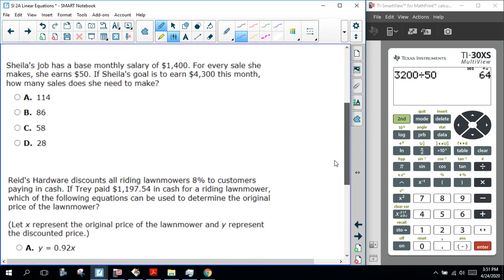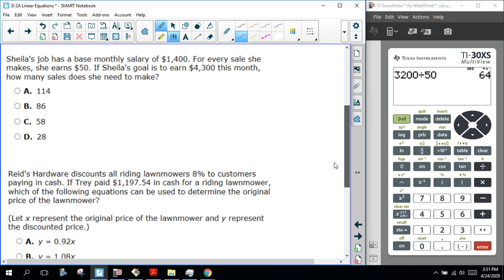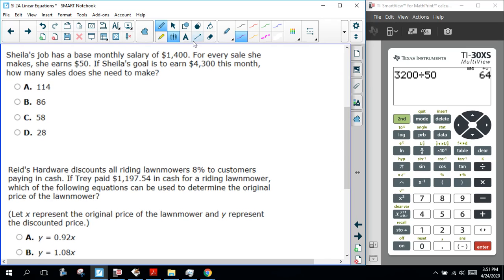All right. Looking at the next problem, Sheila has a base monthly salary of $1,400. For every sale, she earns an additional $50. Sheila's goal is to earn $4,300 this month. And the question is, how many sales does she need to have in order to meet that goal?